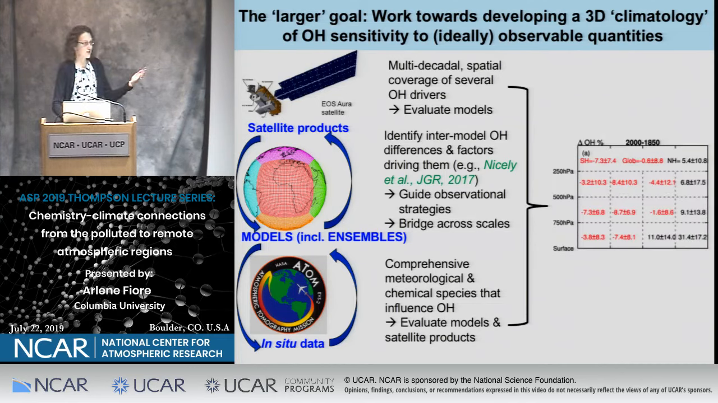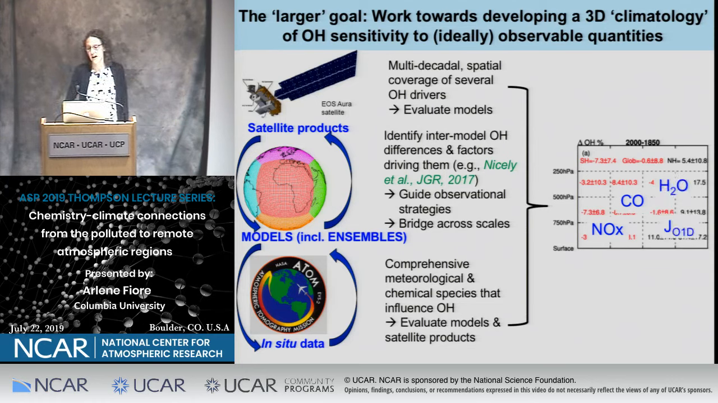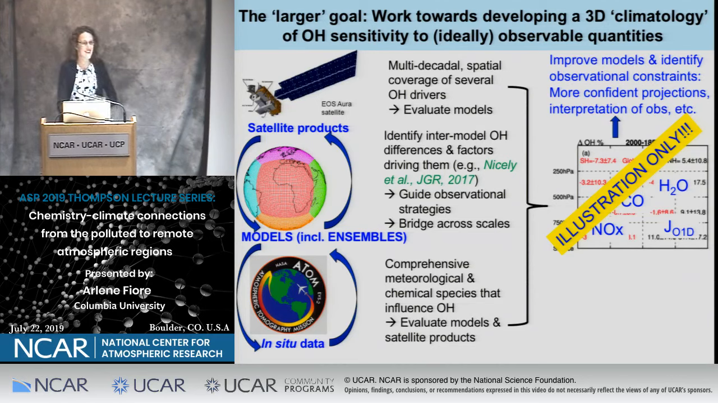And so just to illustrate what I said in words, the idea is, what if we could say that in this region of the atmosphere, NOx controls OH variability. In this region, it's CO. In this region, it's photolysis rates, or radiation availability. In this region, it's water vapor. This is just an illustration. This is not actually a scientific result. And then we could go on and improve our models and interpret our observations with more confidence.